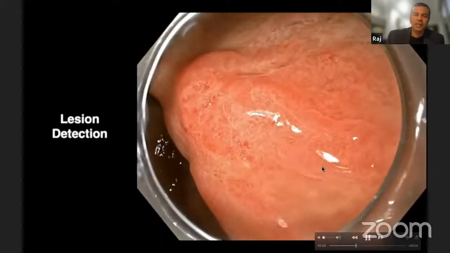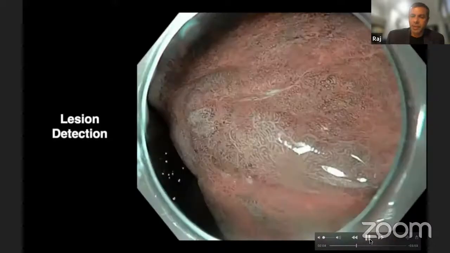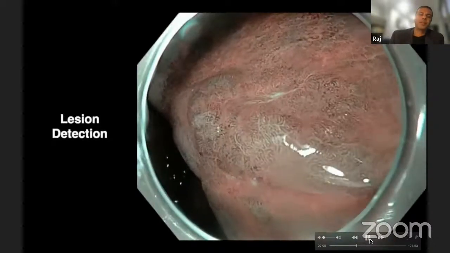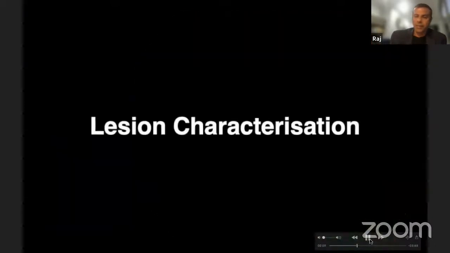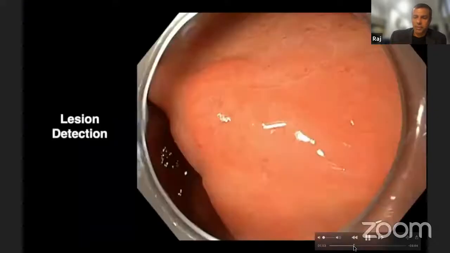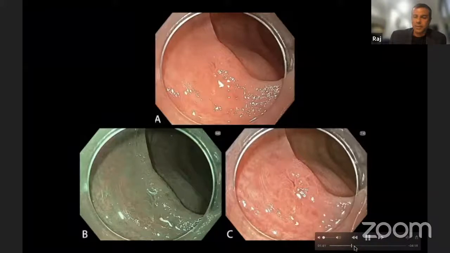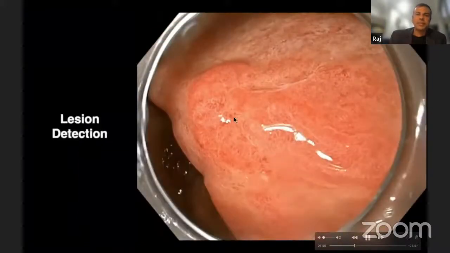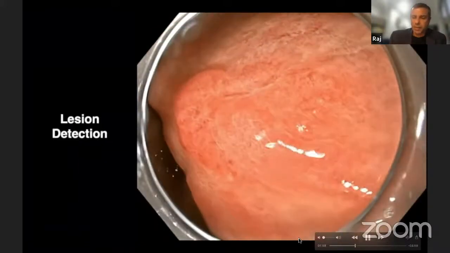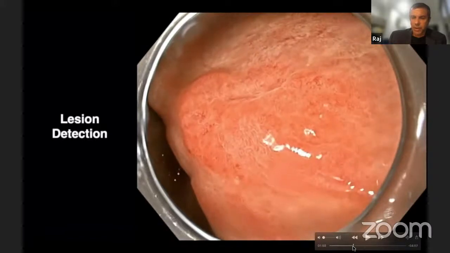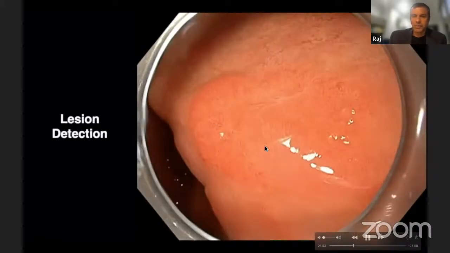This is just an example of a lesion which is in the stomach, and I'll just go back. So let's see if this plays. So that's just TXI showing a better delineation compared to white light, which is quite subtle.